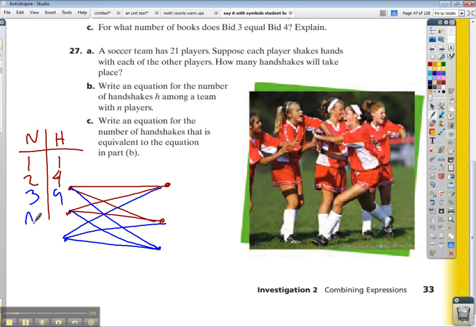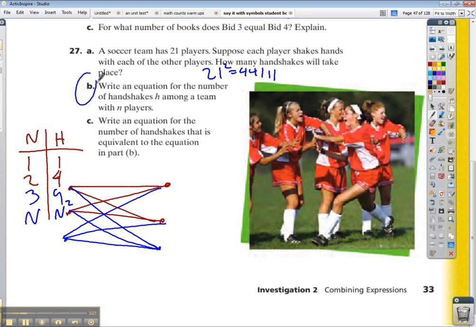Well, this just looks like the number of handshakes is n squared. So for 21 players, I do 21 squared, and 21 squared is 441. I'm not sure if I beat you on that one. It's pretty close. All right. So it's 441 handshakes.